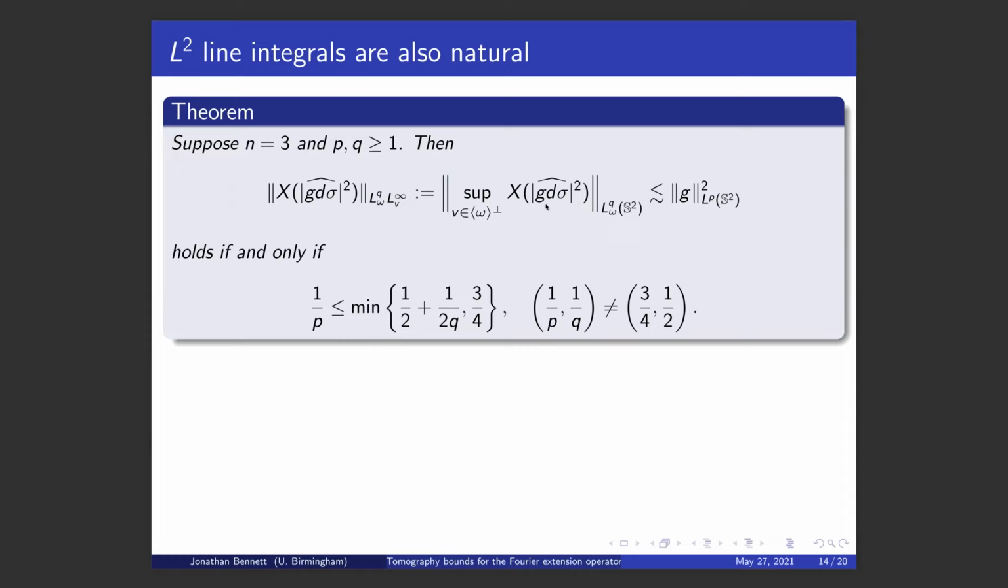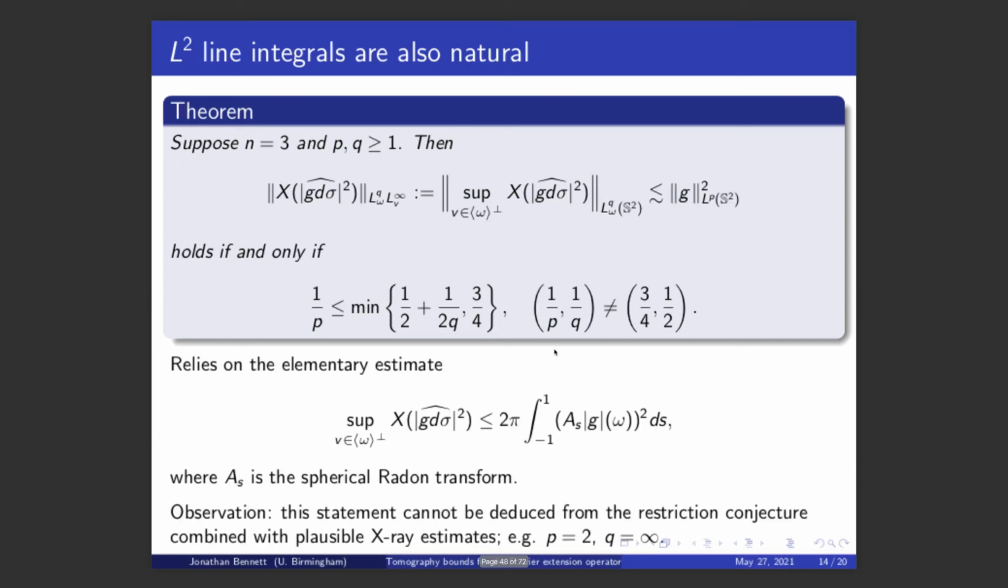I'm stating this for n equal to 3 only because that's the dimension in which we could settle the whole question. And so there's an if and only if characterization here in terms of the Lebesgue exponents. Maybe that doesn't tell you too much, but let me make a remark or two. It's not a very difficult theorem to prove particularly, and it relies on a rather curious connection with the spherical Radon transform that I mentioned previously.